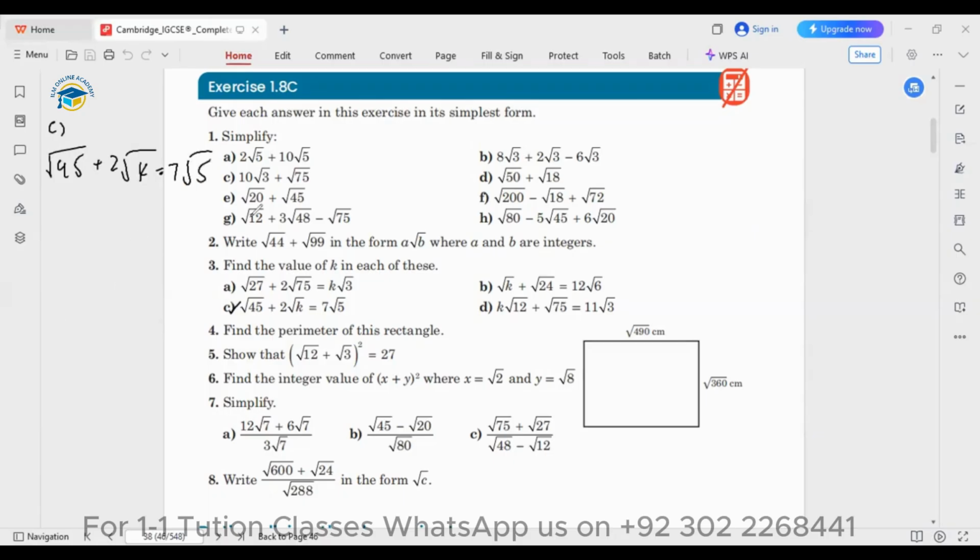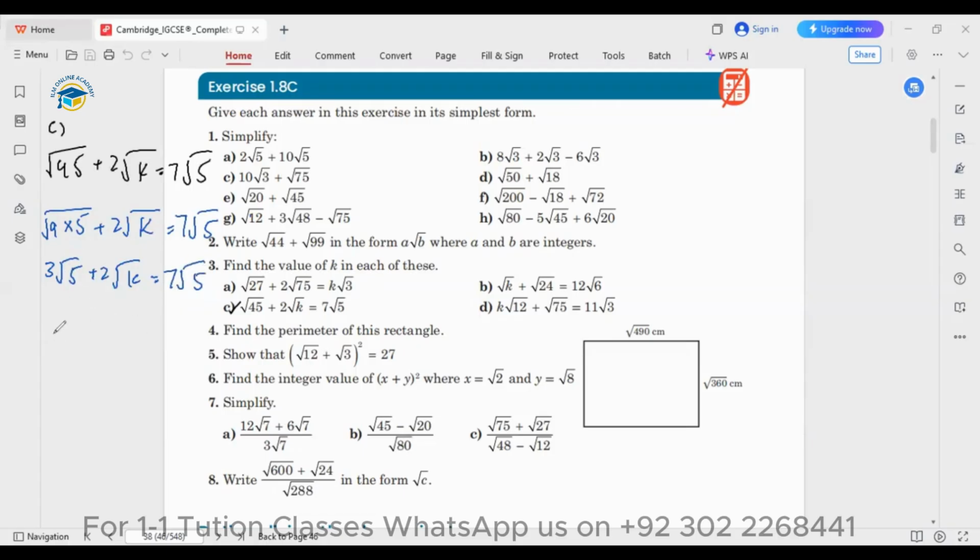Fine. So here again, if I make 45 as the product of a prime factor and one perfect square, I can make it as 9 times 5. And on the other side as well, they gave 5 inside the square root. This is 2 square root k and this is 7 square root 5. So we can make it as 3 square root 5, and this will be 2 square root k and this 7 square root 5 as it is.